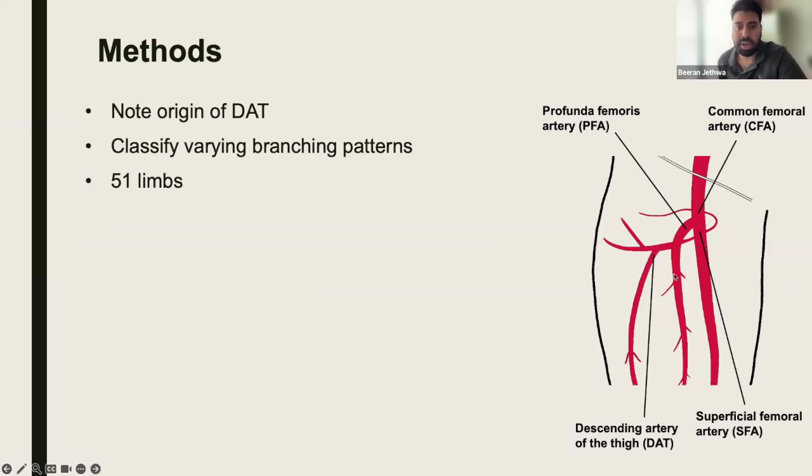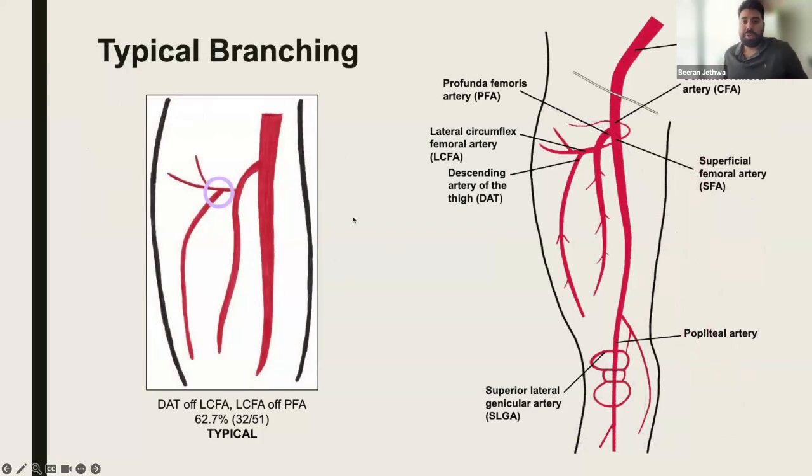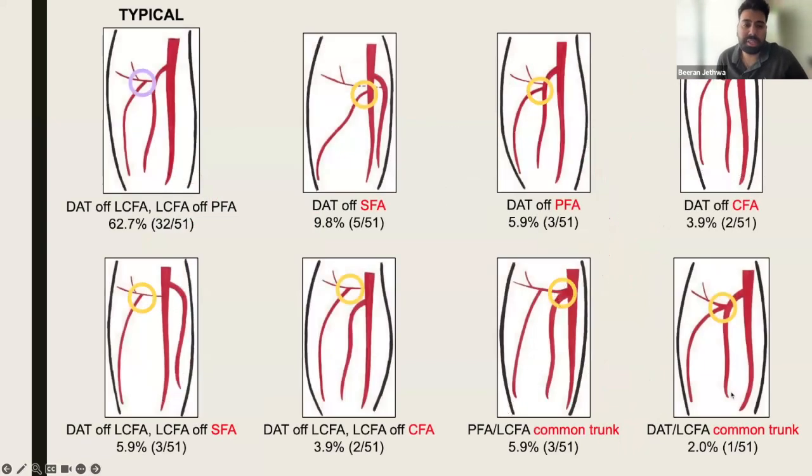So this is the typical pattern, as anatomically expected. And for the most part, we did see that. Of the 51 limbs analyzed for this study, 62%, so 32 out of 51, showed that typical branching pattern. So you have the common femoral artery, the deep femoral artery, then the lateral circumflex femoral artery from that, and the descending artery off that. And that's typically described in anatomy texts. We did see some interesting asymmetry as well, and some other atypical branching.